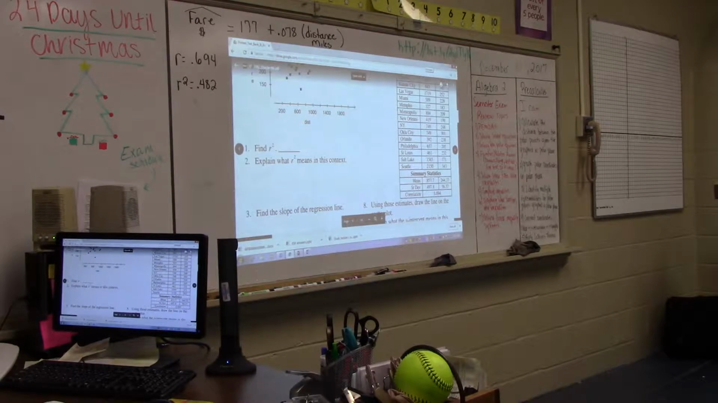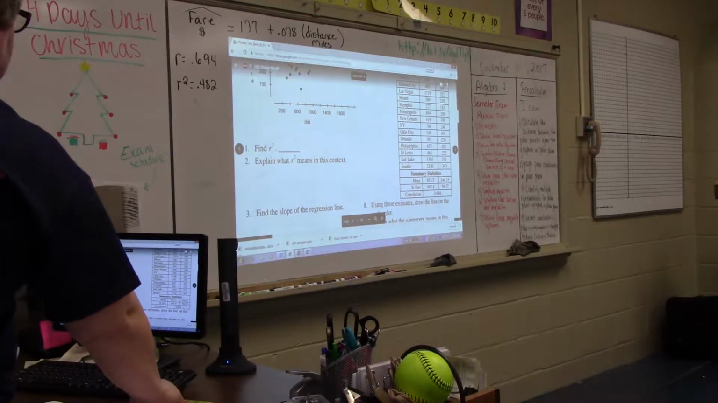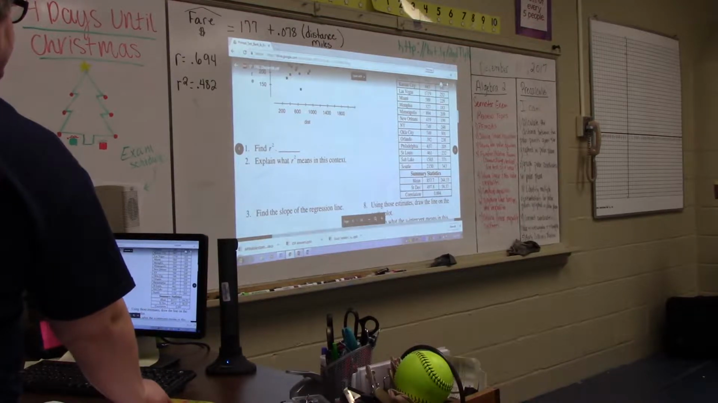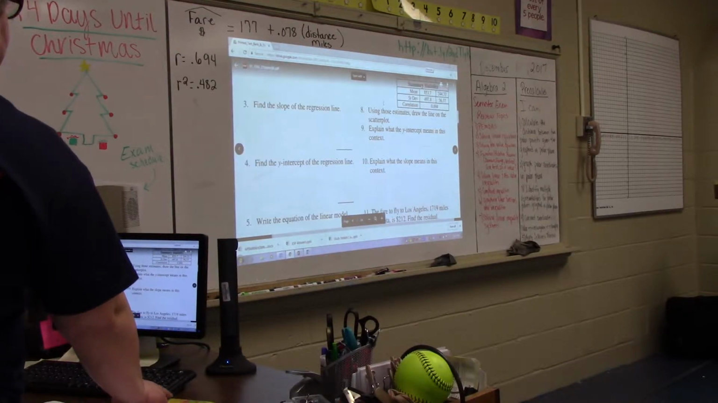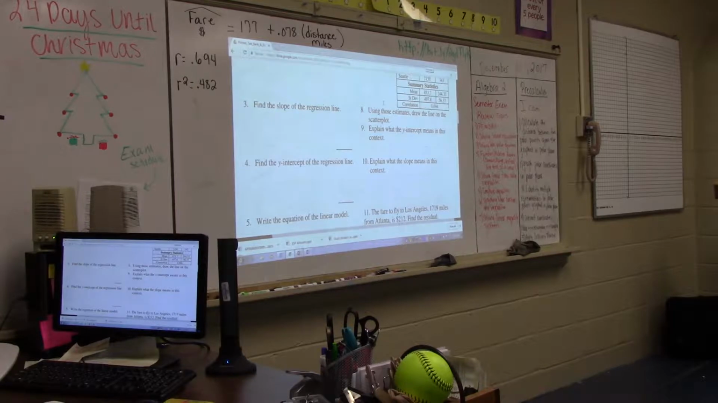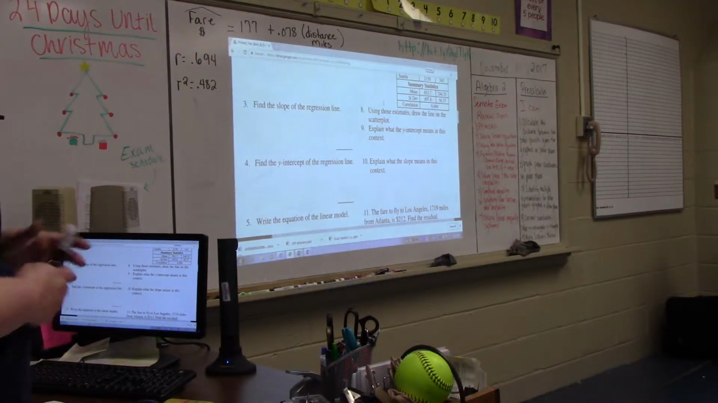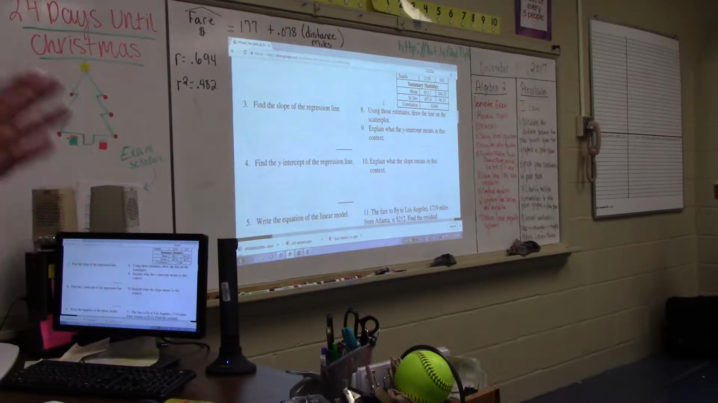All right, look at 3. 3 just simply said find the slope. Now we've done that. The slope is 0.078. Then underneath that, it simply said find the y-intercept. We've done that. It's 177. Right now it just says find them. You're going to have to interpret them in just a minute.